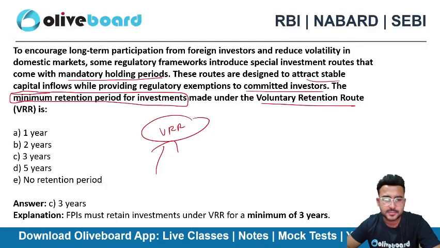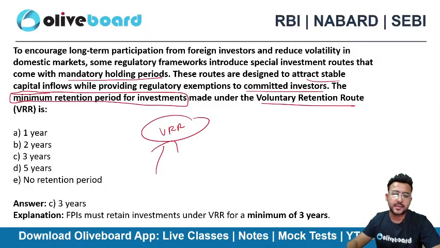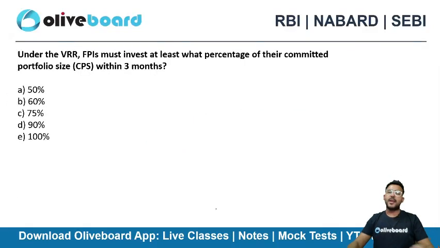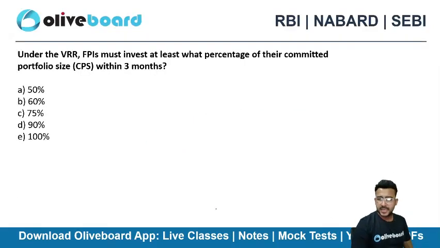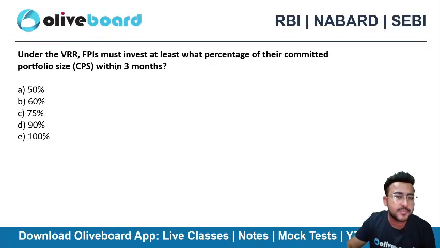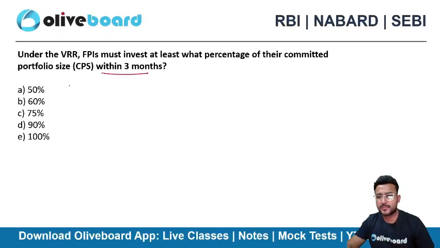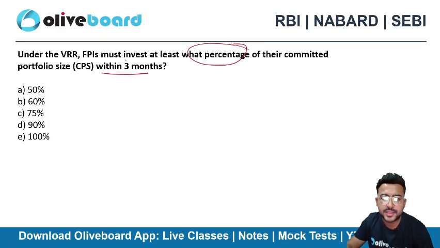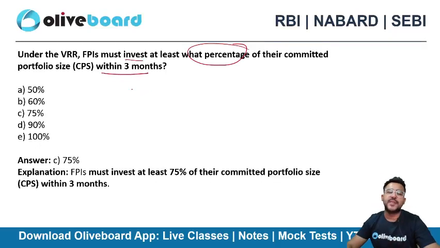The correct choice here is option C, 3 years, right? So FPI must retain the investment under the VRR for a minimum period of 3 years here. Okay, that's the minimum. Under the VRR, FPI must invest at least what percentage of their committed portfolio size within 3 months? So whatever the commitment the FPI has made, what percentage of that will be required to be invested within 3 months? And the correct answer here is option C, 75%.